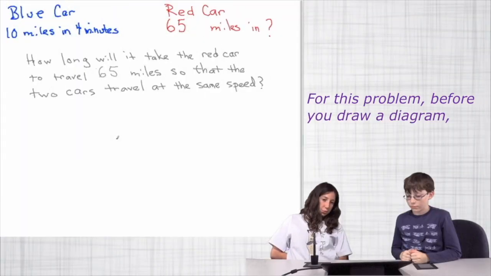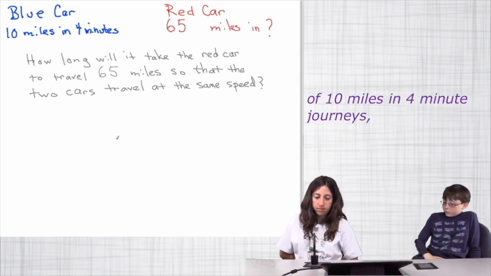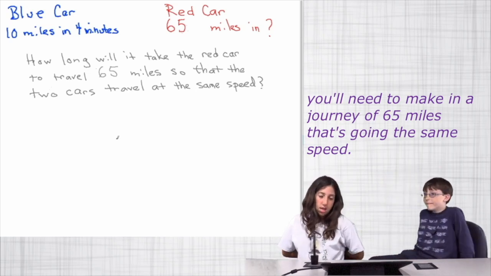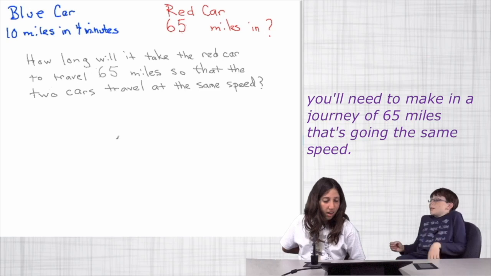For this problem, before you draw a diagram, first anticipate the number of groups of 10 miles and 4-minute journeys you'll need to make in a journey of 65 miles that's going the same speed.